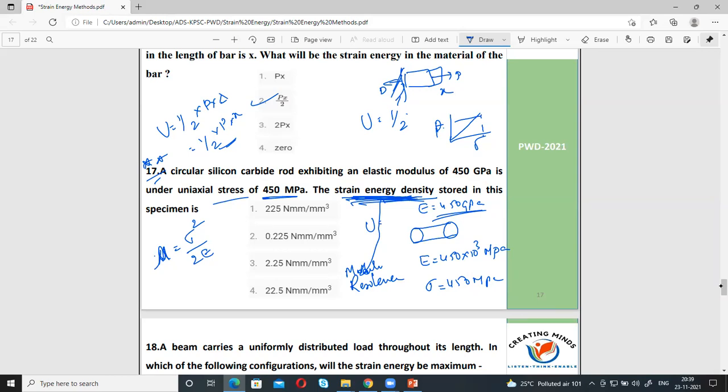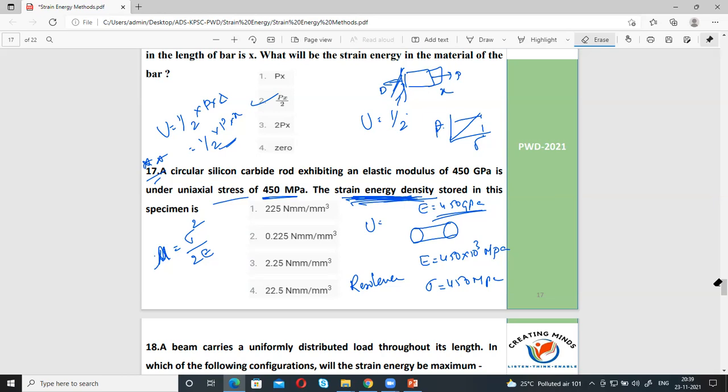What is your exact doubt? No, I wanted the difference between proof resilience and modulus of resilience. See, modulus of resilience you get under the elastic limit, which is also called strain energy density. But when you are talking about proof resilience, it is beyond the elastic limit. So the resilience term you don't use in that particular case.